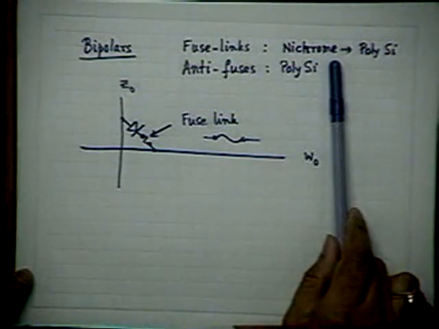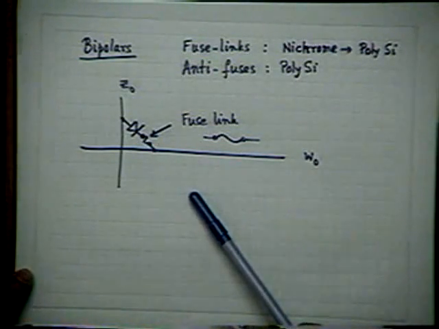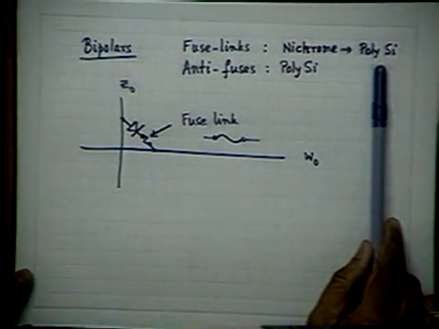It has got a resistivity intermediate between a good metal and semiconductor. So this is a very good material, but it was found that nichrome normally takes a lot of power for fusing, and thereafter came polysilicon.